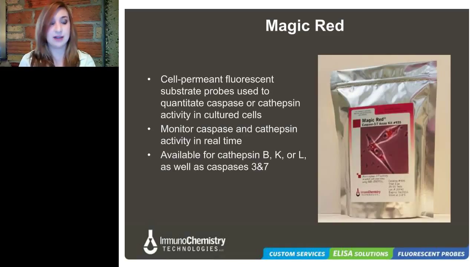These kits are not ELISAs and they do not use antibodies, but instead they are cell-permeant substrates specifically targeted by the active enzyme. And we do offer a few different types of these Magic Red kits, including those that assess activity of the cathepsins B, K, or L, as well as assessing the activity of caspases 3 and 7.